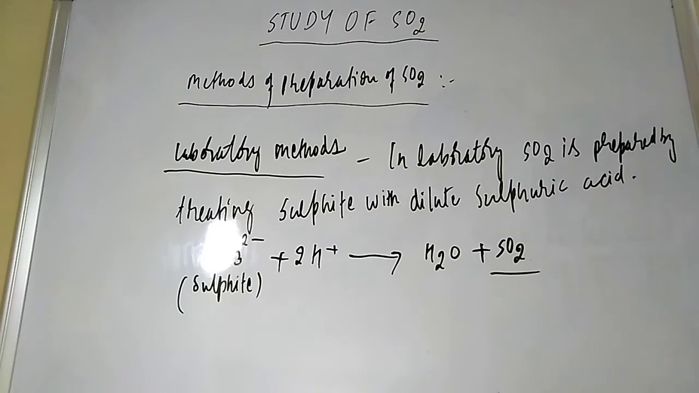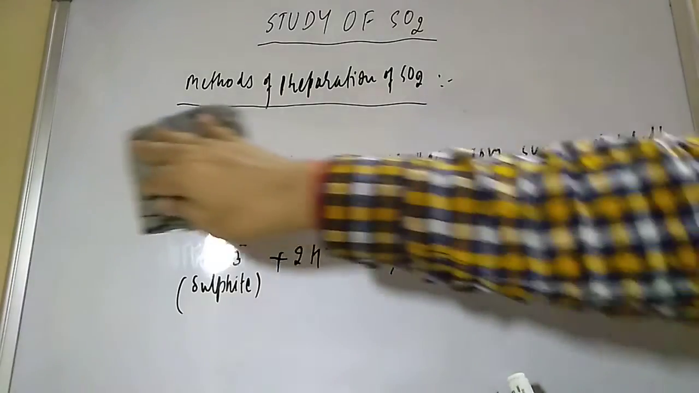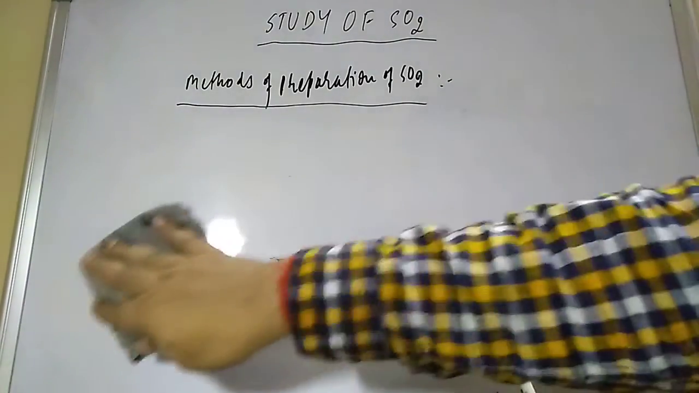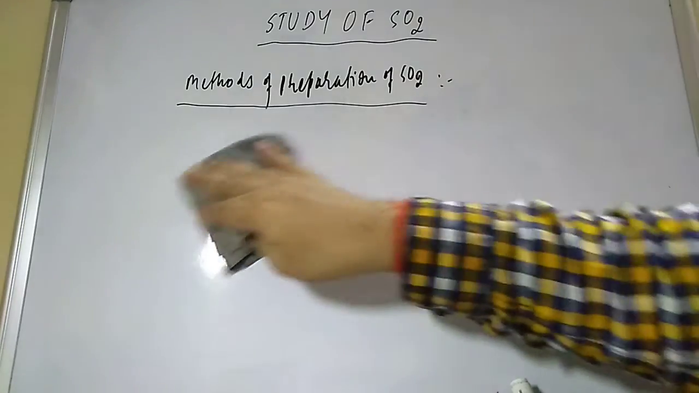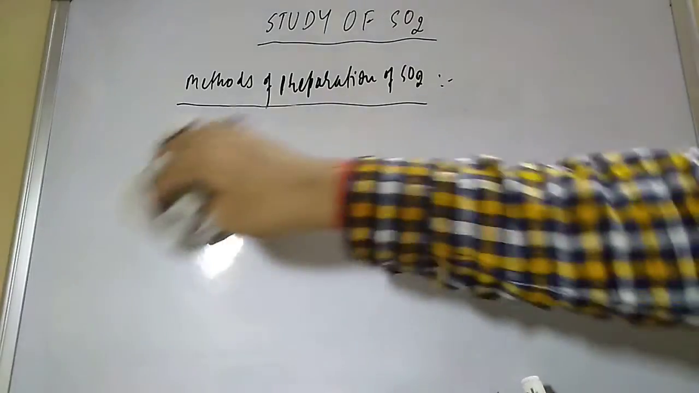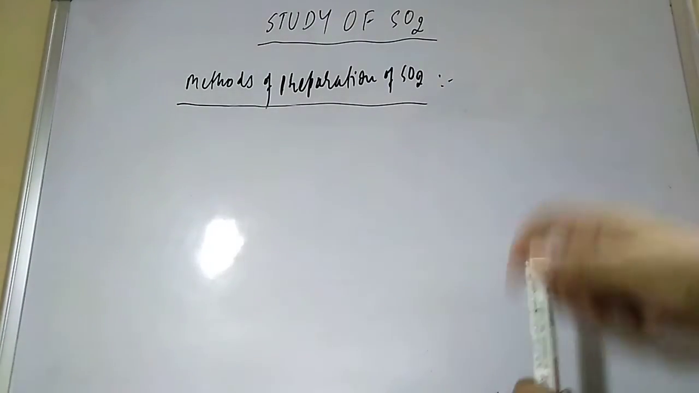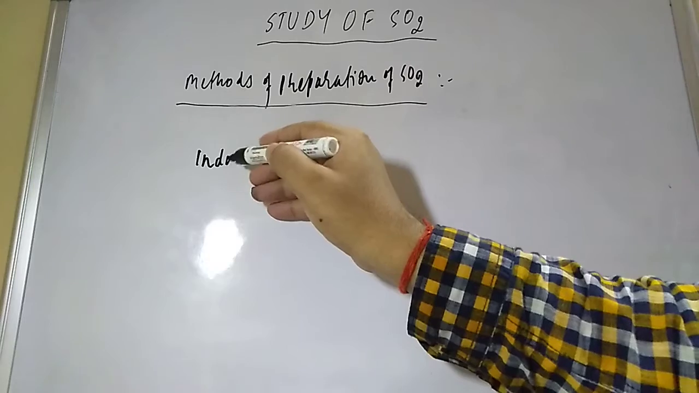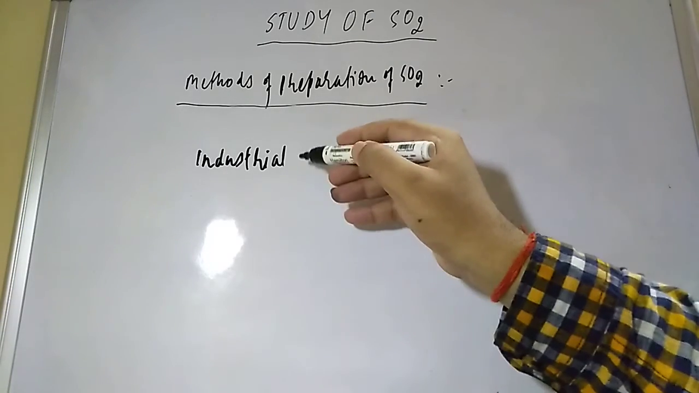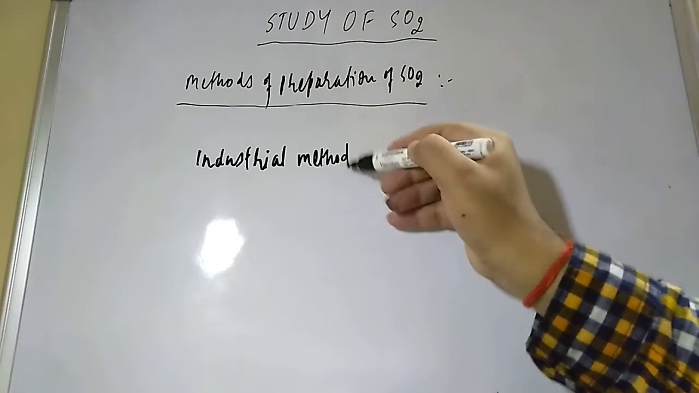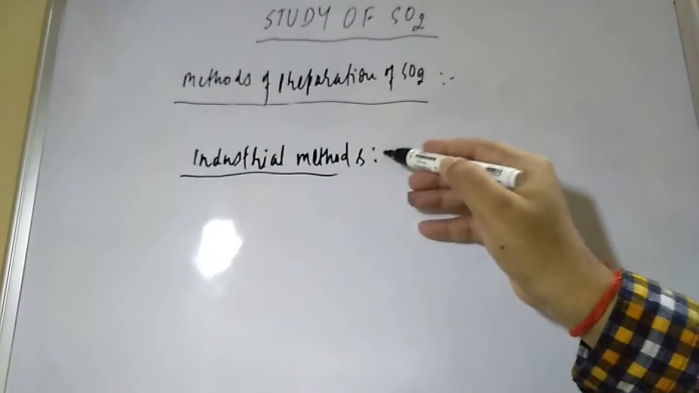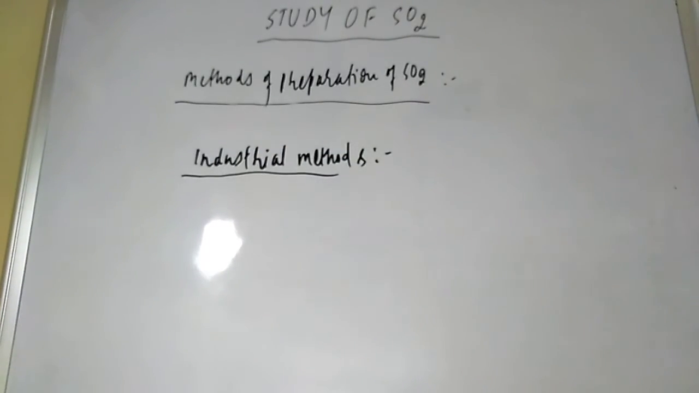Now one more method is there, students: the industrial method. In the large scale industrial method, how will you be able to prepare sulfur dioxide? The third method is the industrial method. Industrial method means preparation at large scale. So in industry, how to prepare? As I know, it is a byproduct of the roasting of sulfide ore.